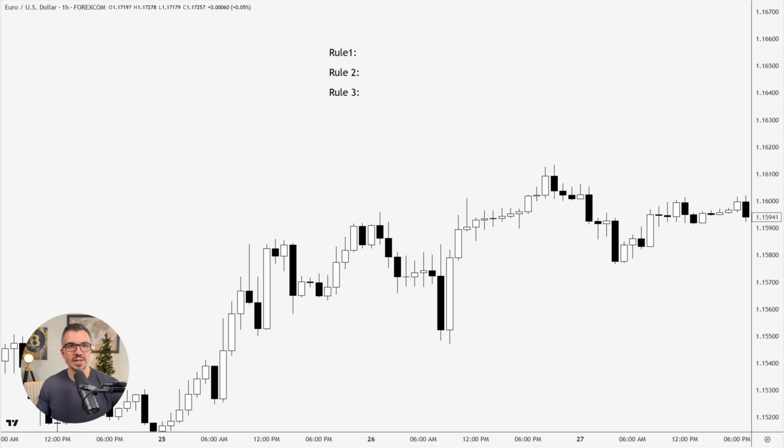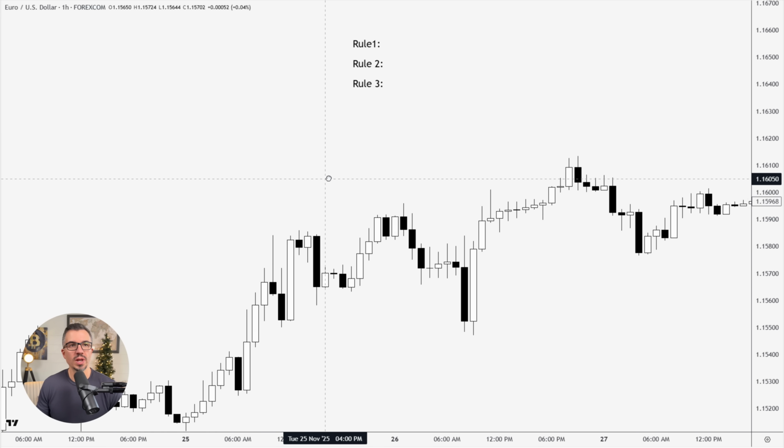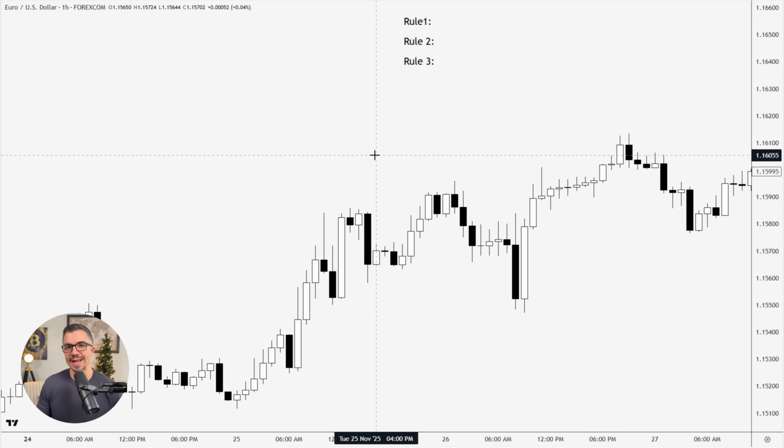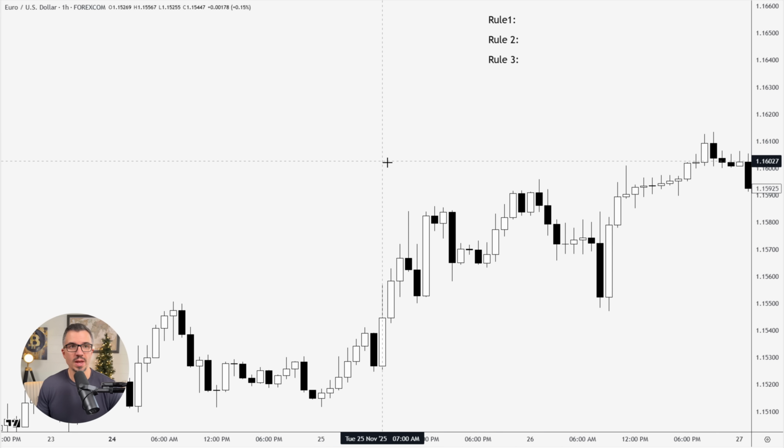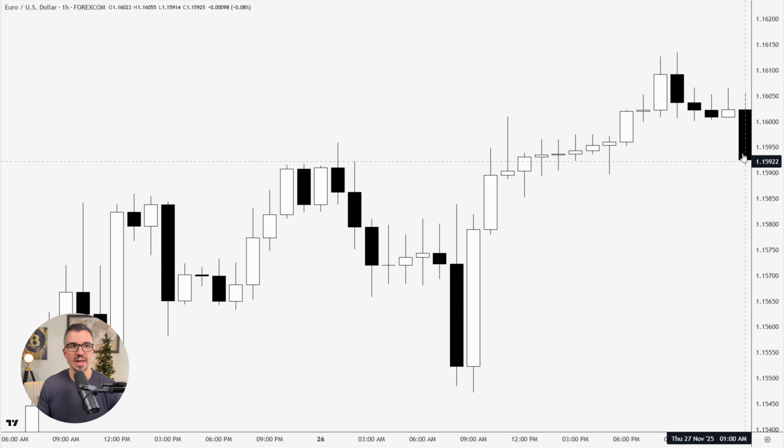So looking at the EURUSD 1 hour time frame, this is my time frame of choice to identify directional bias and also find order blocks. So looking at the euro, let's run through what an order block actually is, then we'll get into the 3 rules. So an order block is simply a block of orders.